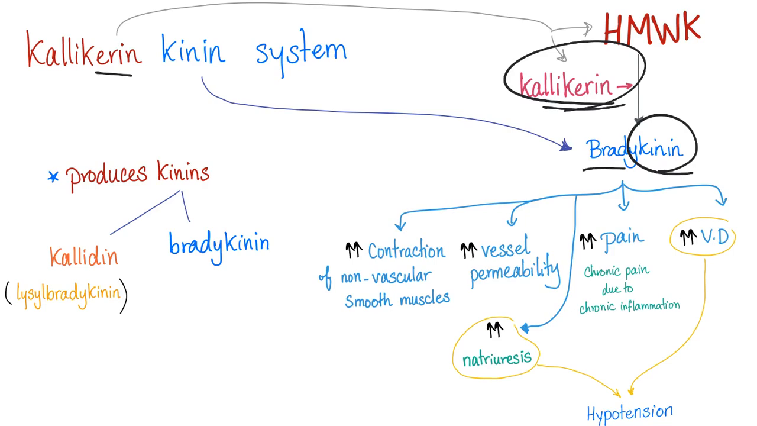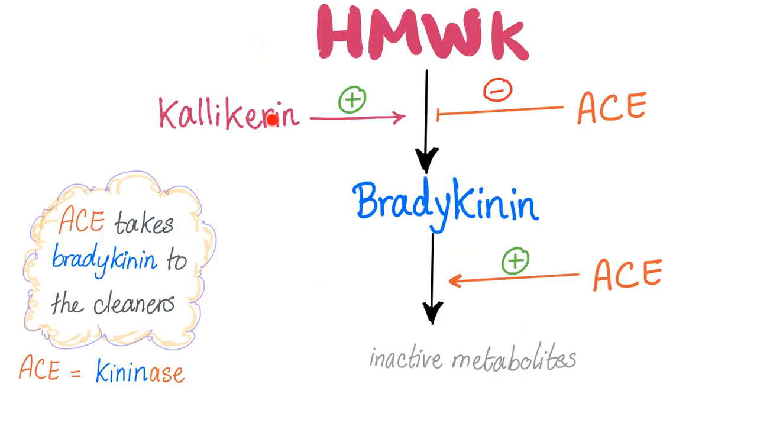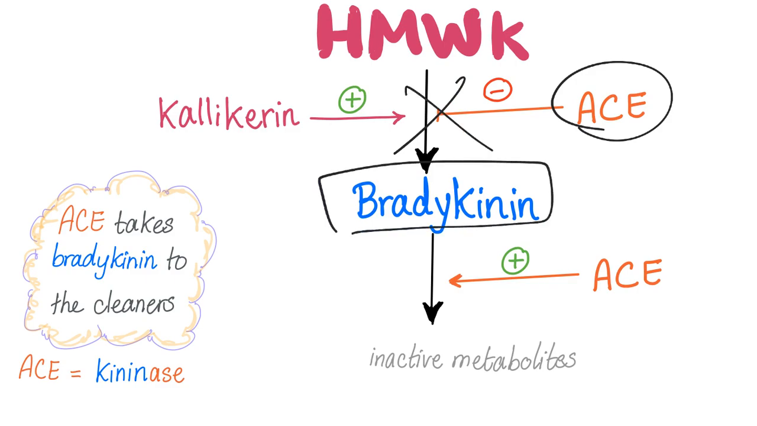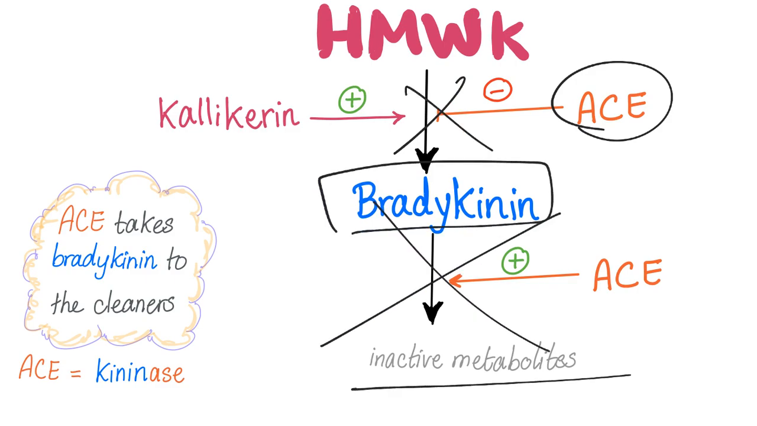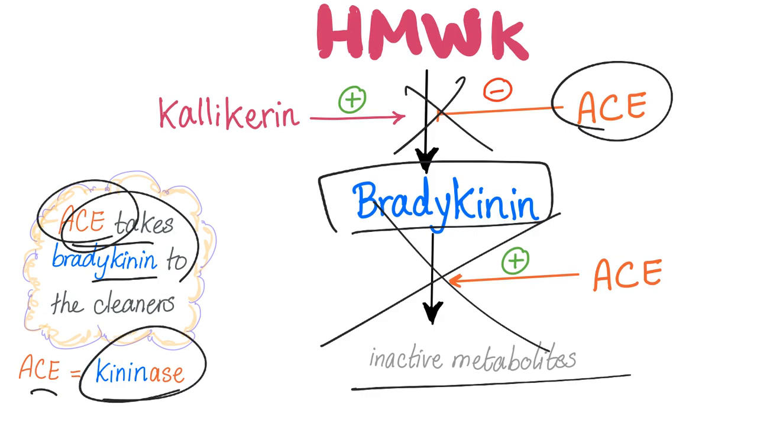There are two different types of kinin. In the plasma we have bradykinin, and in the tissue we have kallidin. If kallikrein is going to stimulate the conversion of high molecular weight kininogen into bradykinin, angiotensin converting enzyme on the other hand is going to block this step. And even if you have produced some bradykinin, it's going to degrade it into inactive, useless metabolites. Bradykinin is taken to the cleaners by ACE. That's why we call ACE a kininase, because it gets rid of kinin.